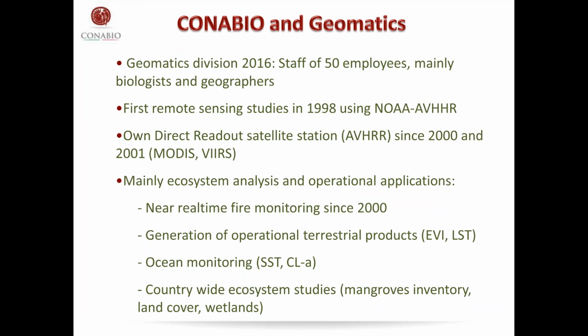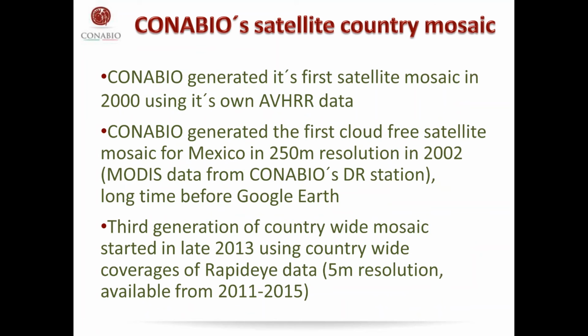Besides the terrestrial part, we are also looking into ocean monitoring, and we are providing geo and biophysical parameters such as SST and chlorophyll. Our main task is trying to provide information on a national scale. That's why we are doing a lot of countrywide ecosystem studies, such as the mangrove inventory, which we are currently finishing also for 2015. And we are looking into a lot of land cover studies where we are also using the RapidEye data which we obtained since 2011.